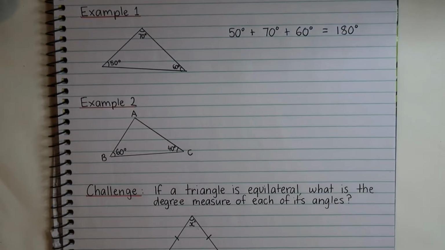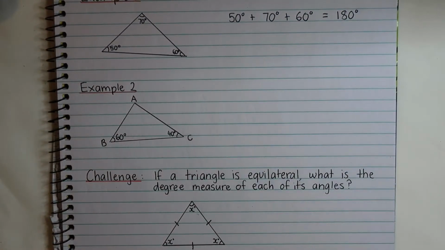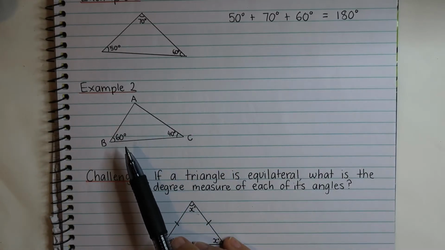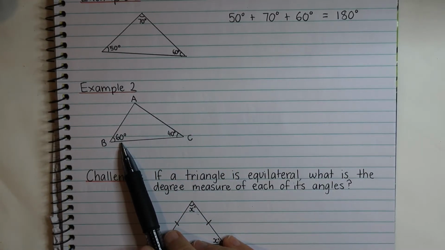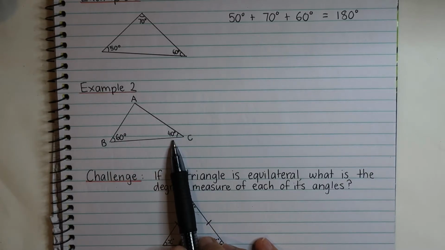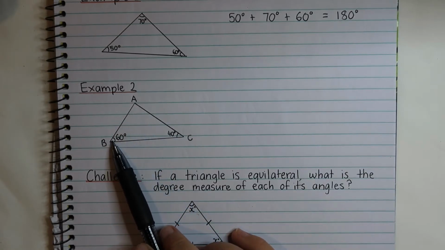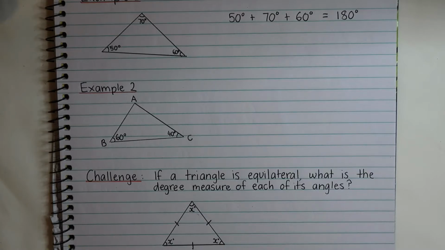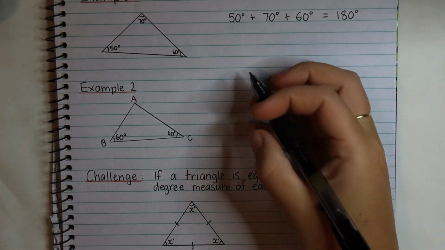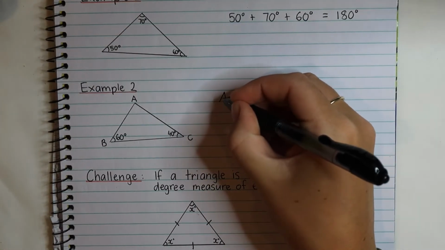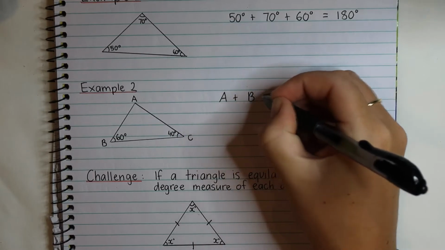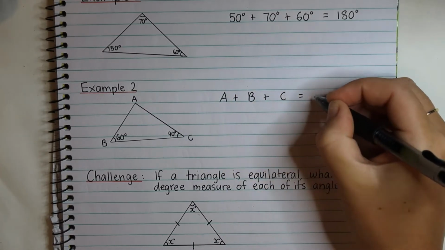So let's have a look at example 2. So here we're going to find the missing angle. We know that this angle here, which is B, is 60 degrees, and this angle here, which is C, is 40 degrees. We do not know A. But we know that the sum of all of them has to equal 180 degrees. So let's write out a rule like we did up here. We're going to say that angle A plus angle B plus angle C must equal 180 degrees.